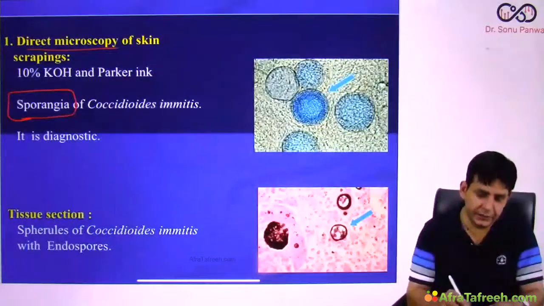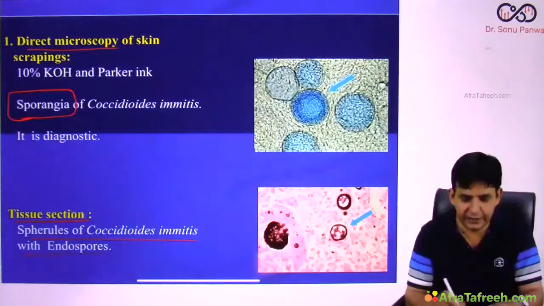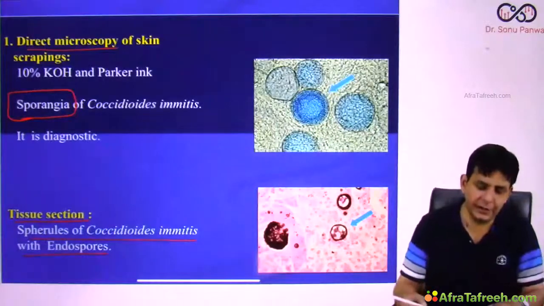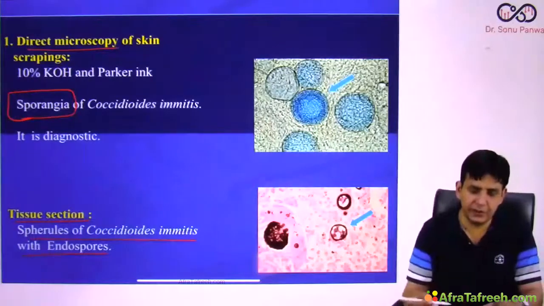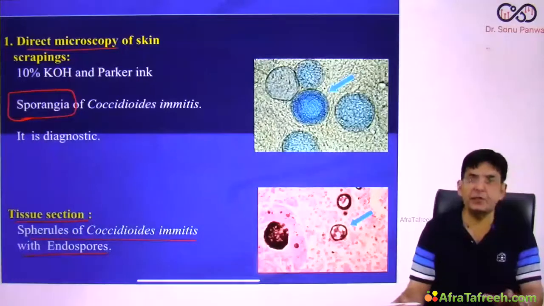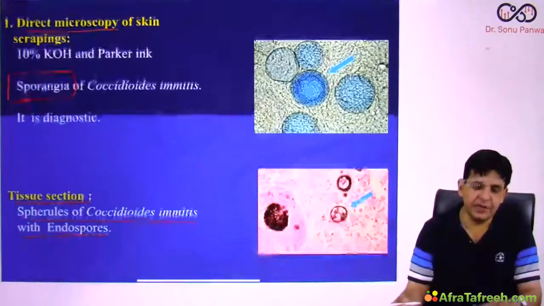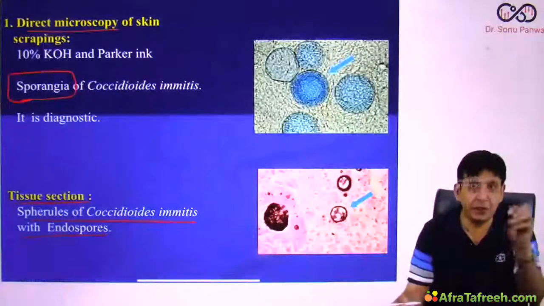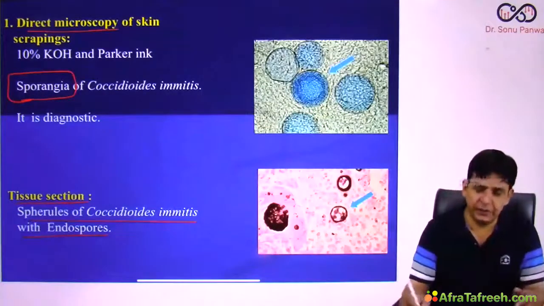And in the tissue section, spherules of Coccidioides immitis with endospores are observed. Okay, so in the direct microscopy you can find the sporangia, and in the tissue section you can find these spherules with endospores. Okay, so that is the characteristic of what? Characteristic of Coccidioides immitis infection, that is coccidioidomycosis. Okay, so in direct microscopy you can see the sporangia, which looks like a spherule, which is actually a feature of the tissue section, with endospores.